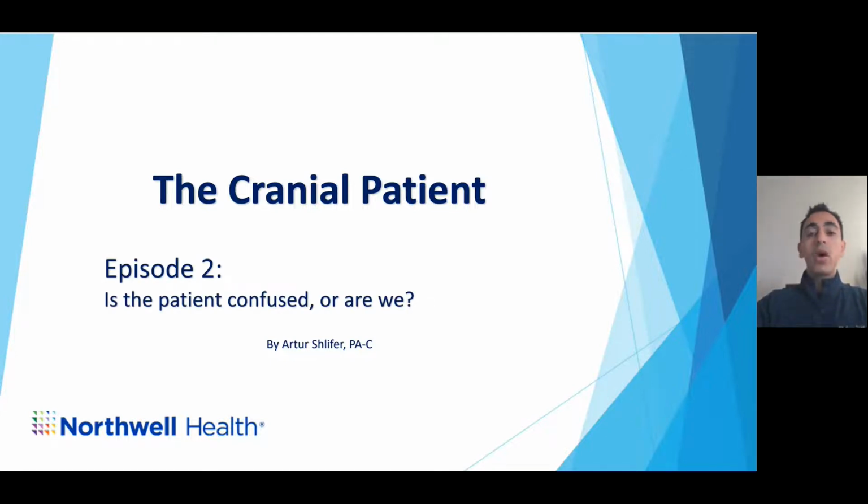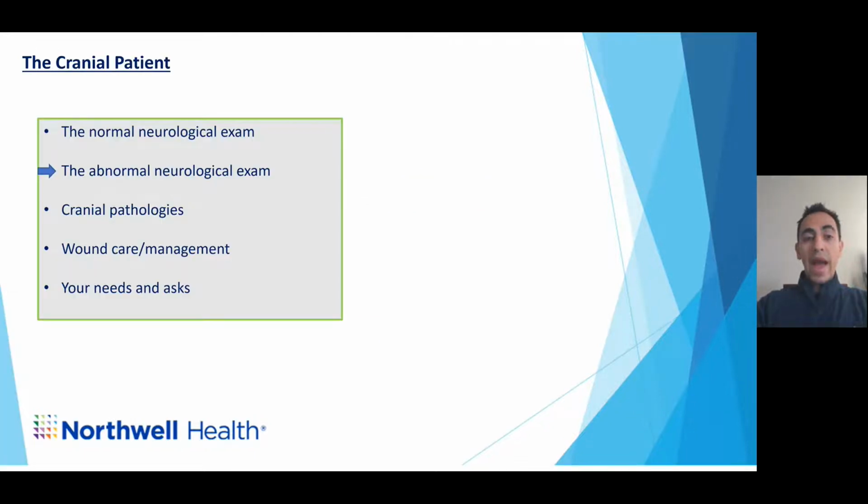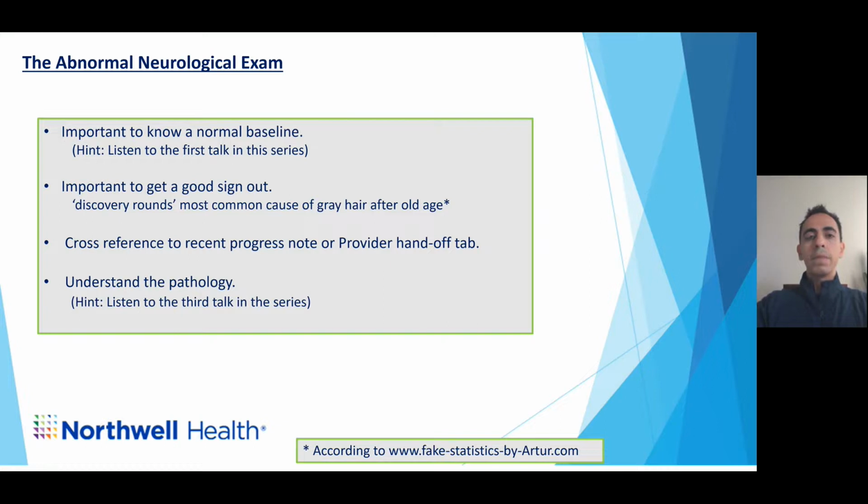And today we're going to be talking about the abnormal neurological exam. The first time we talked about the normal exam. This time we're going to be talking about what's usually pretty obvious, not always this exaggerated, but usually an abnormal finding is fairly easy to pick up on, be it baseline or something that's new. And that's sort of the point of this talk.